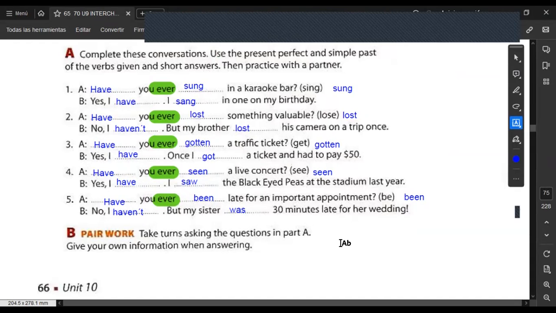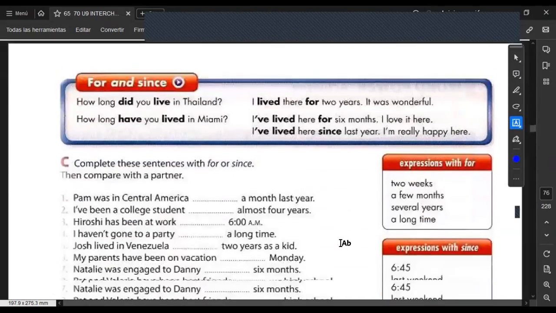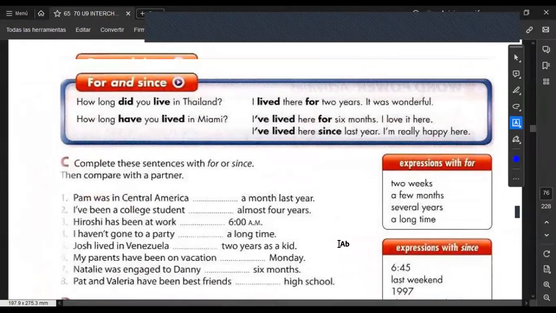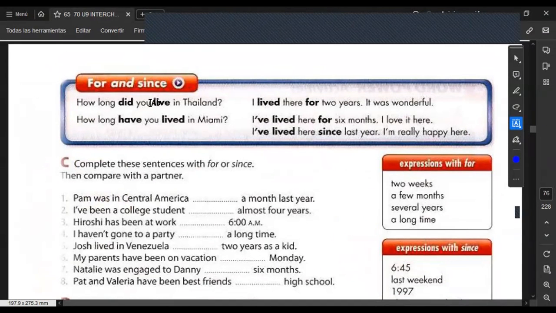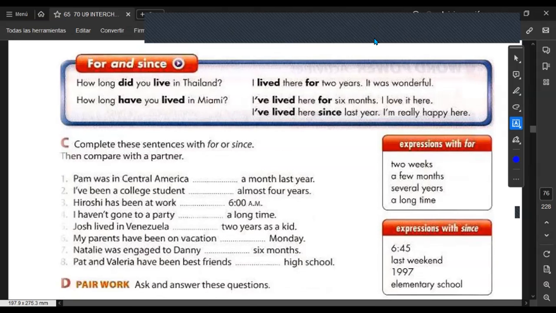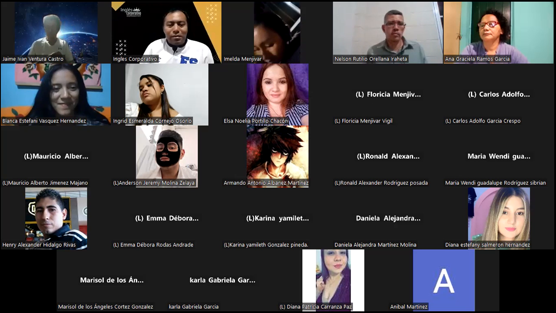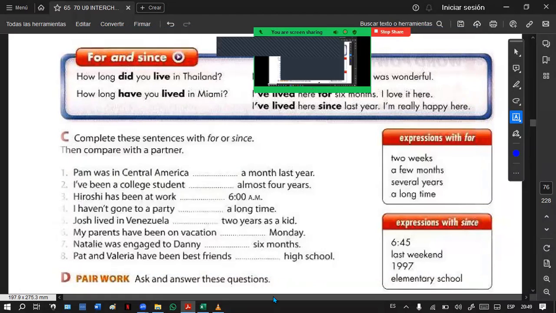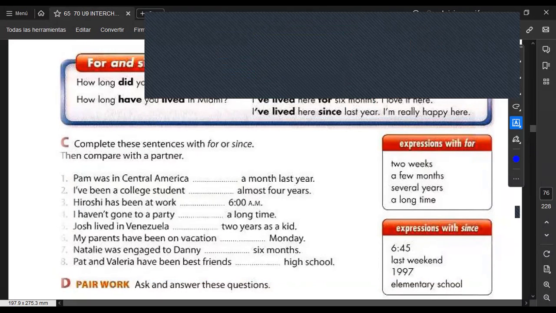Ok. Ahora vamos a ver el último tema. For and since. Estas palabras las utilizamos en presente perfecto. Pero las voy a poner bien porque como lo moví, no se va a ver. Vamos a ver. Ok, here we go. So, for and since. Listen to this part of the grammar. Ahorita lo va a ver oscuro porque estoy buscando el audio.